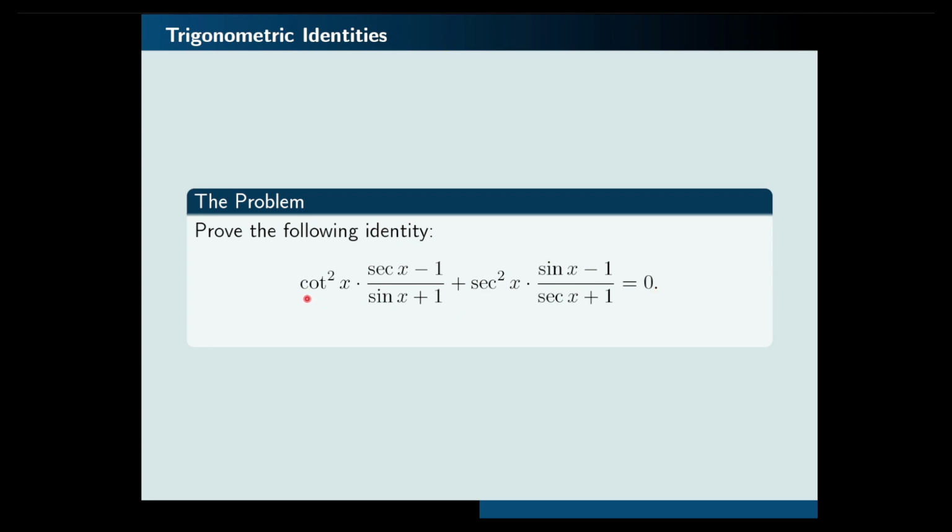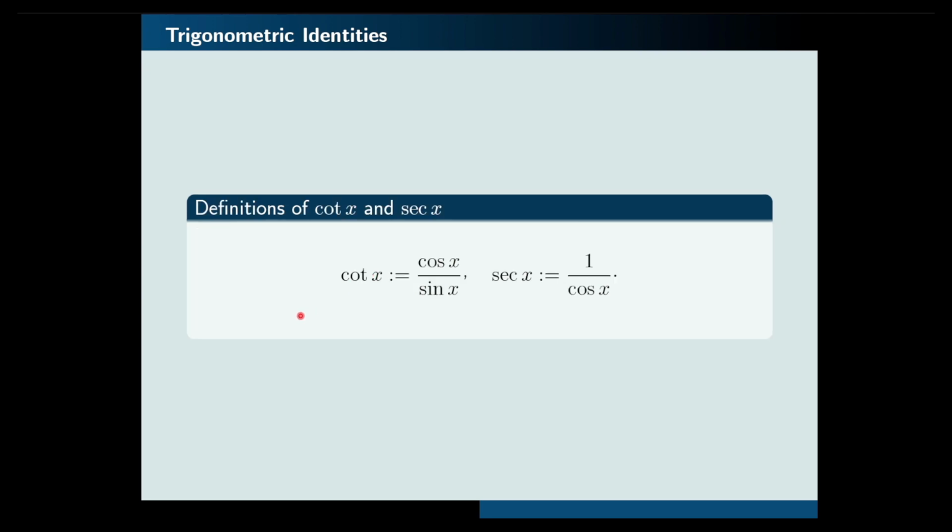Maybe you are not very familiar with the notion of cotangent of an angle and secant of an angle. These are defined here. Cotangent x is the reciprocal of the tangent. Tangent of an angle is sine of the angle divided by cosine of the angle, but cotangent is the cosine of the angle divided by the sine of that angle. And secant x is defined to be 1 over cosine x. In other words, secant x is the reciprocal of cosine x.